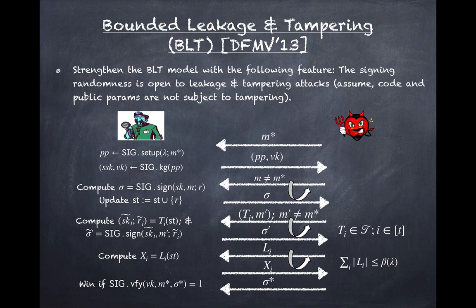So we note at this point that since the randomness of the signer is open to leakage and tampering attacks, there is no hope that we can protect against arbitrary tampering attacks. So in particular, the class of tampering functions that we consider is probabilistic polynomial time functions. So in particular, the adversary can just reset the random coins to all 0 strings. So this will necessitate a deterministic solution.